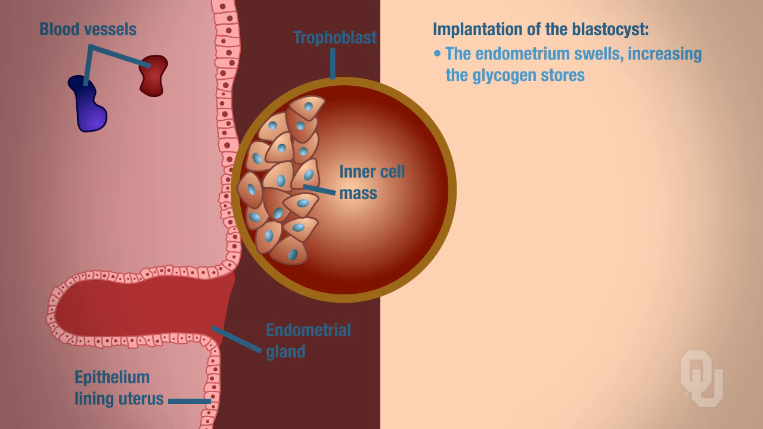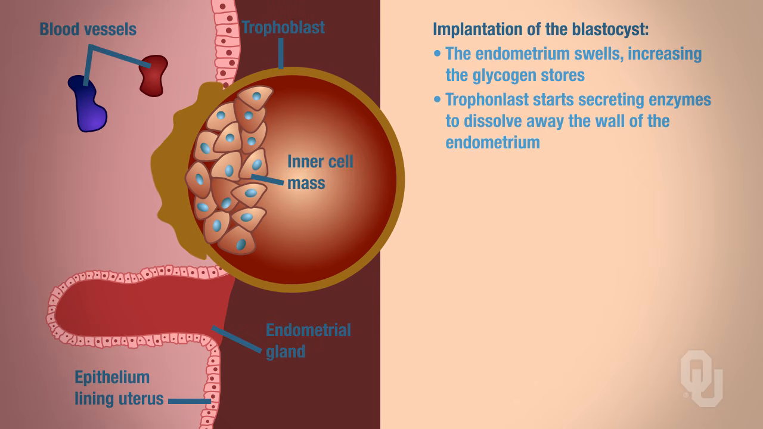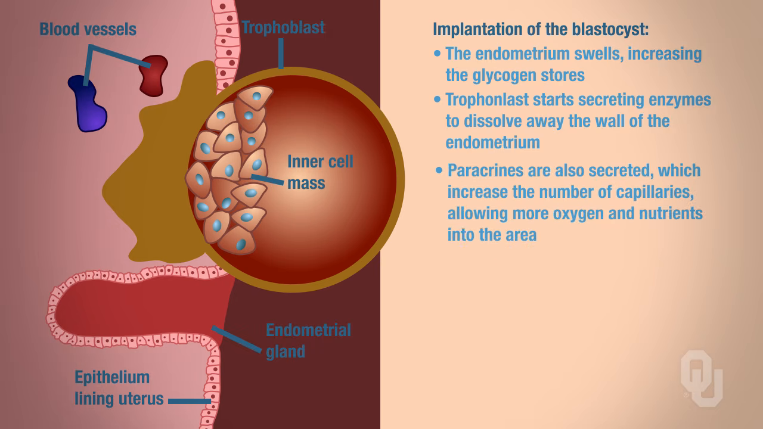Why is that important? Continuing on with this process of implantation, the trophoblast starts secreting enzymes, and that's going to start dissolving away the wall of the endometrium. This is showing how the enzymes are eating away at that part of the wall. We're digesting the cells, and we're providing nourishment for the embryo. At the same time, paracrines are also secreted, which increase the capillaries in the area, so you can bring more oxygen and nutrients to the area. You can also remove more carbon dioxide and waste from the area as well.